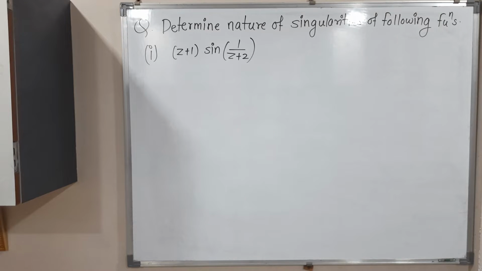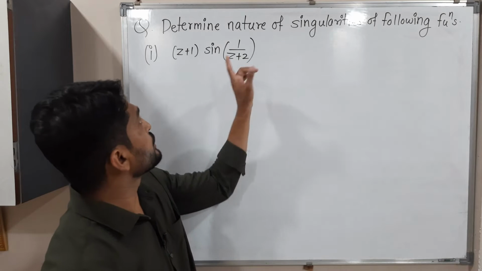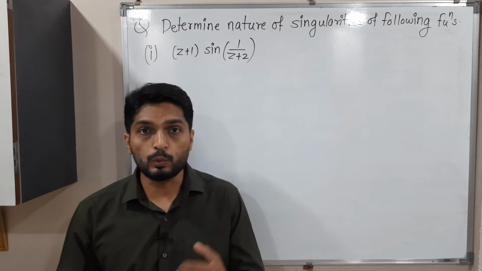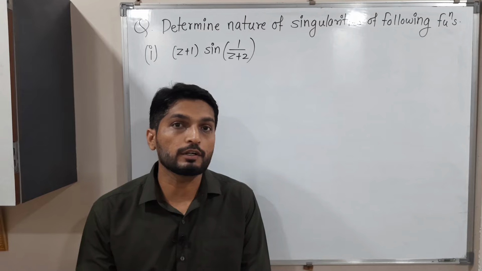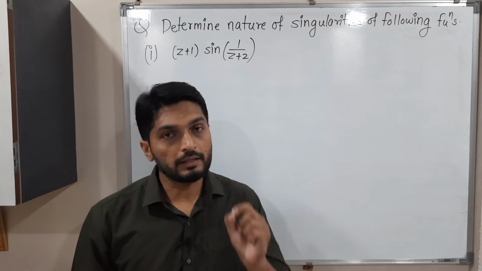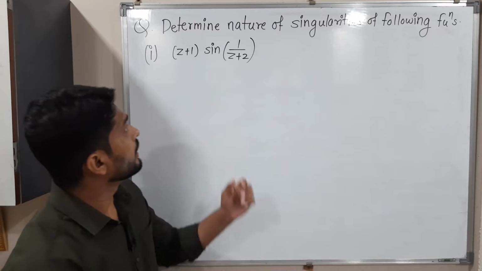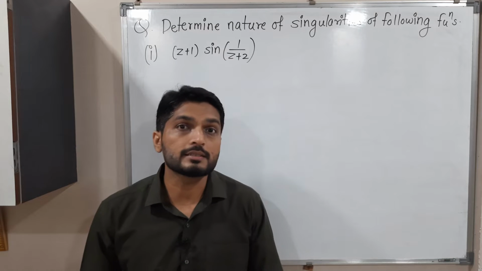Hi everyone. In this video we are going to discuss three different examples. They have a common question: determine the nature of singularity of the following function. We know that when we say a particular point is a singularity of a given function, the function is not analytic at that point. Generally, if the denominator at a particular point is 0, then it is a singular point.